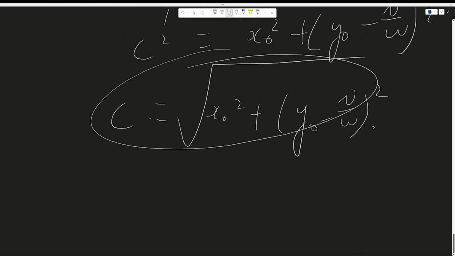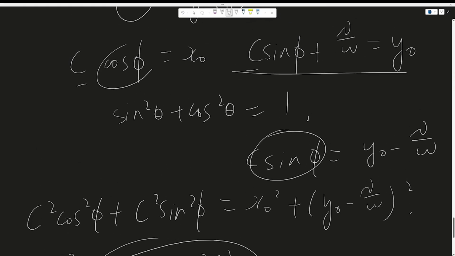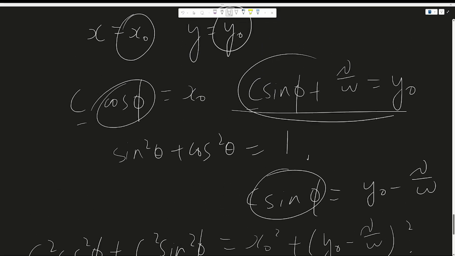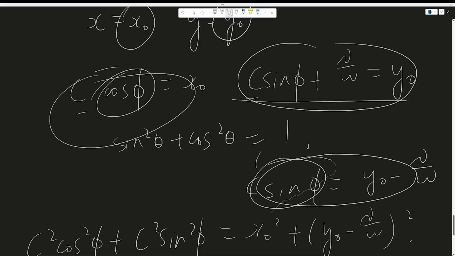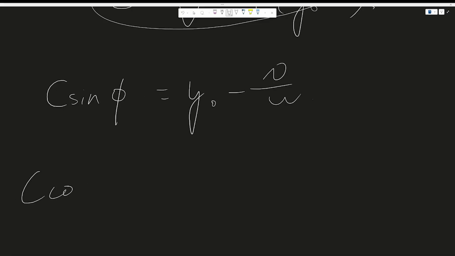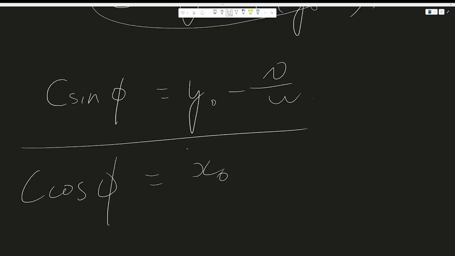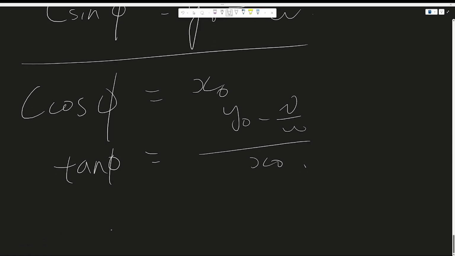And then now we can try to find phi. Again, we see sine and cosine. What can we do? Well, why don't we divide these two equations? So we had c sine phi equals y naught minus v over omega, and c cosine phi equals x naught. If we divide these two equations, we get tangent phi equals y naught minus v over omega, over x naught. And so we can just get phi by taking the inverse tangent.